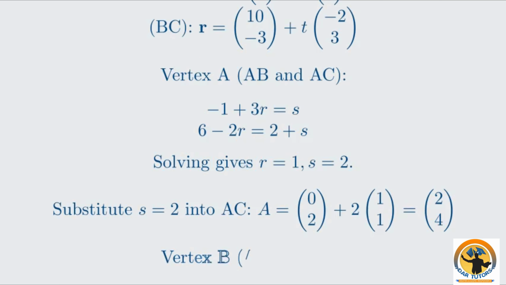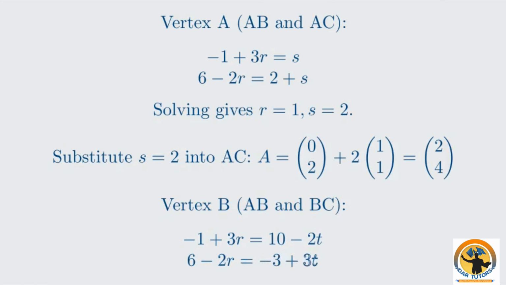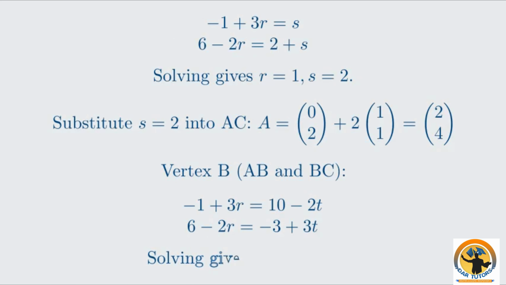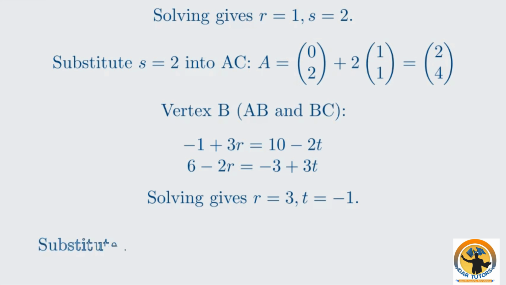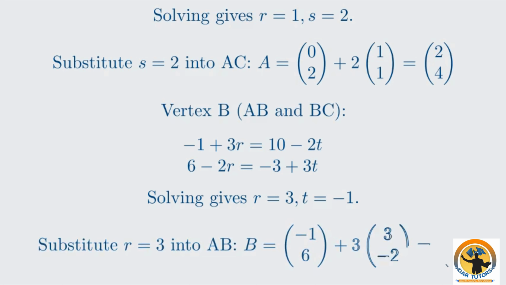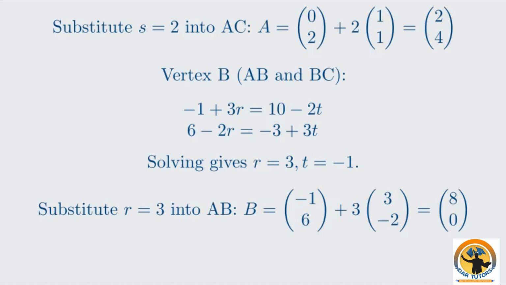Vertex B is the intersection of lines AB and BC. Equating their components gives another system. Solving this system gives r equals 3 and t equals minus 1. Substituting r equals 3 into the equation for AB gives the point B at (8, 0).